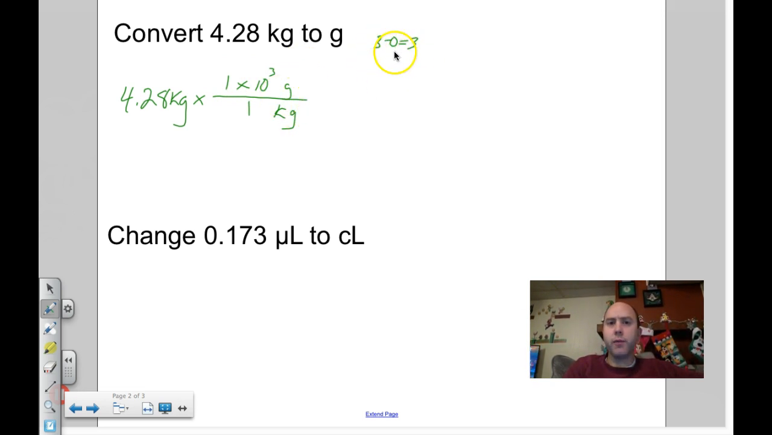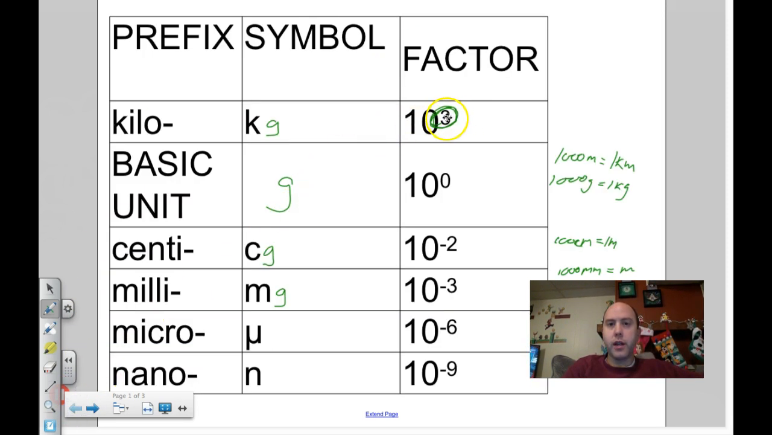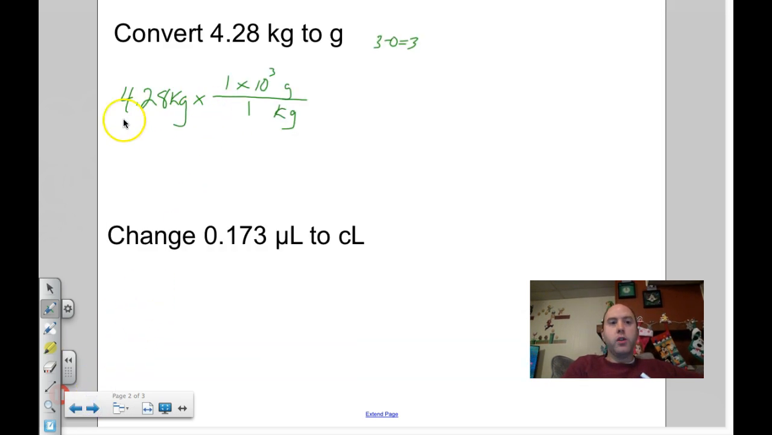Again, where do these numbers come from? Since kilo is higher on the list, you take its 3 minus the lower order factor, which in this case is 0. So 3 minus 0 is 3. So 4.28 kilograms times 1 times 10 to the third grams, or 1,000 grams, divided by 1 kilogram. The kilograms cancel, and I'm left with 4,280 grams.